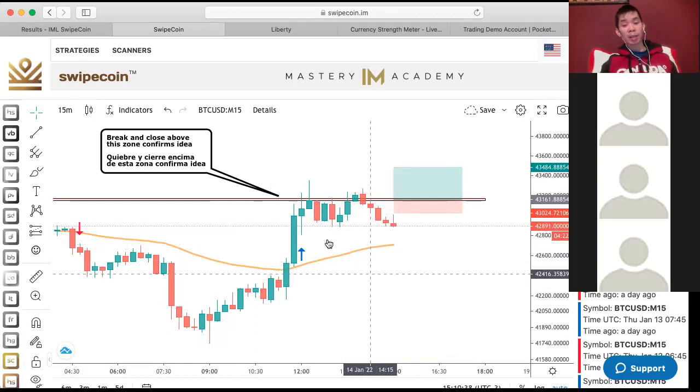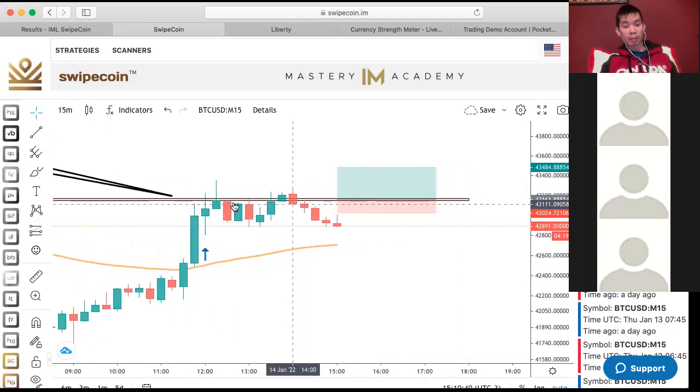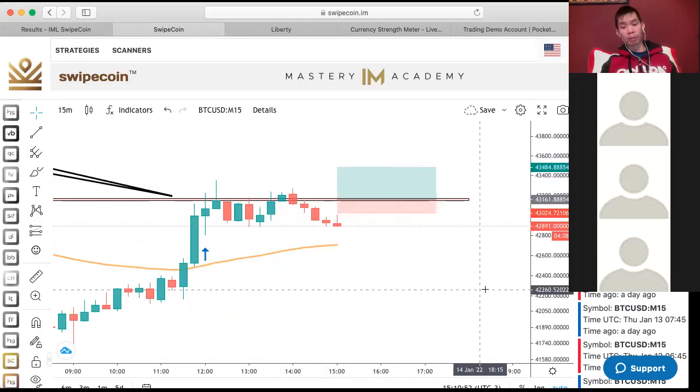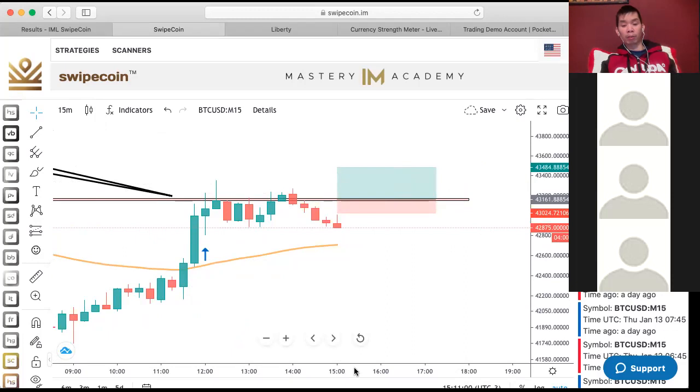As soon as this green candle had closed above this pink area, you would have entered your numbers for your zones. Here your stop loss is 43,024, and your take profit would be 43,484, and you're going in for a buy on BTC USD.